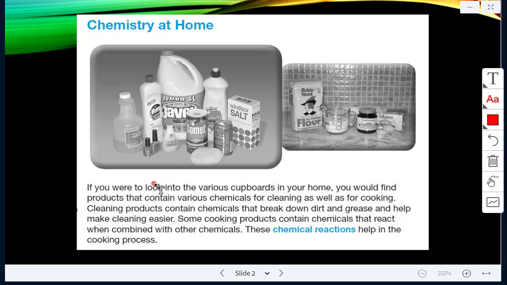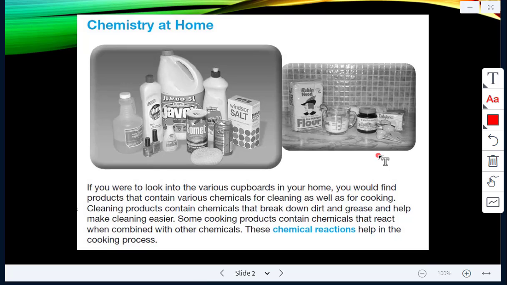Some of them are for cleaning, like the Comet, the Javex, the Sunlight, but there's also things here for cooking as well, like the salt. Looks like there might be some vinegar here. Cleaning products contain chemicals that are going to break down dirt and grease and help make cleaning easier. And on the right, we have a lot of cooking materials like flour and yeast.